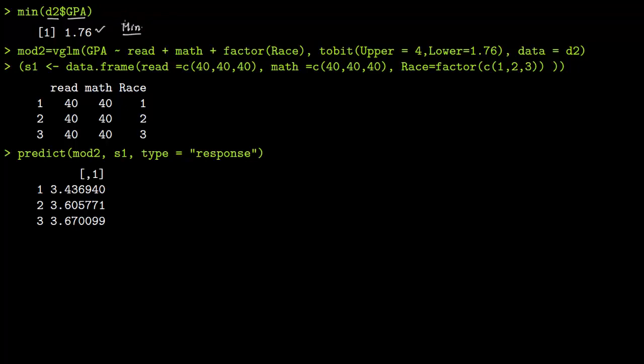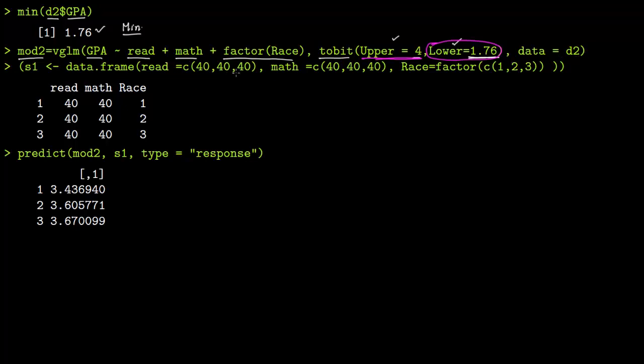Now if there is a minimum threshold, that is, data is also censored from below, then you need to change your model again. So in this case, you have model 2. Your GPA is again a function of reading score, math score, and factor. Notice that we have already dropped the writing score from here. And your Tobit model has upper as 4 and lower as 1.76. So you have an upper censoring of 4 and a lower censoring of 1.76. Again, your data set is just D2.